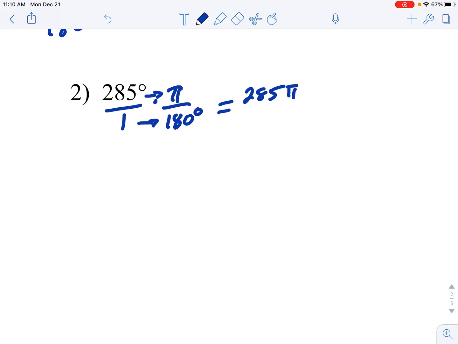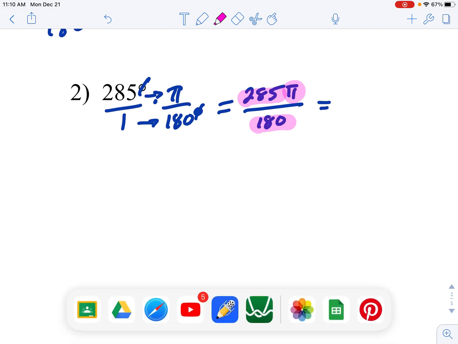1 times 180, 180. We do still technically have degrees on top and bottom. Actually, the labels can cancel. They reduce just like variables, just like numbers. So you don't need to put the degree symbol on this step. They're going to cancel. And all we've got to do is simplify the fraction part. We are not going to put 3.14 in for pi. It's not going to happen. So our answer is going to have pi in it. We just have to reduce the fraction 285 over 180.